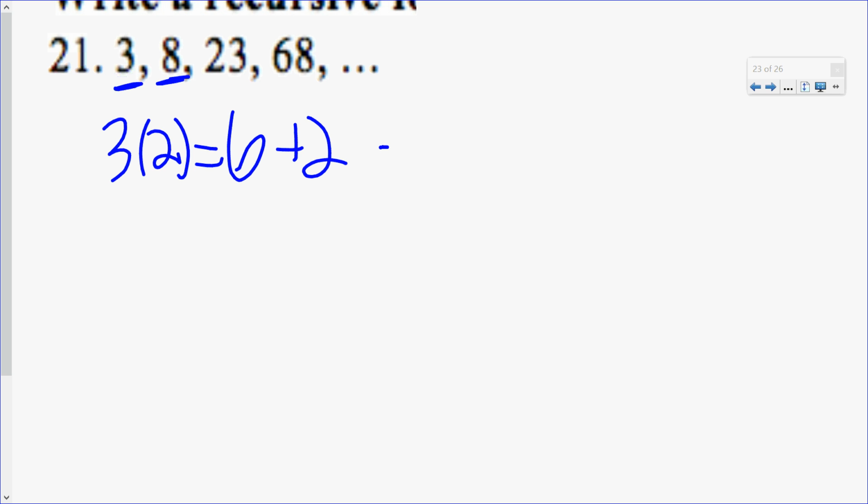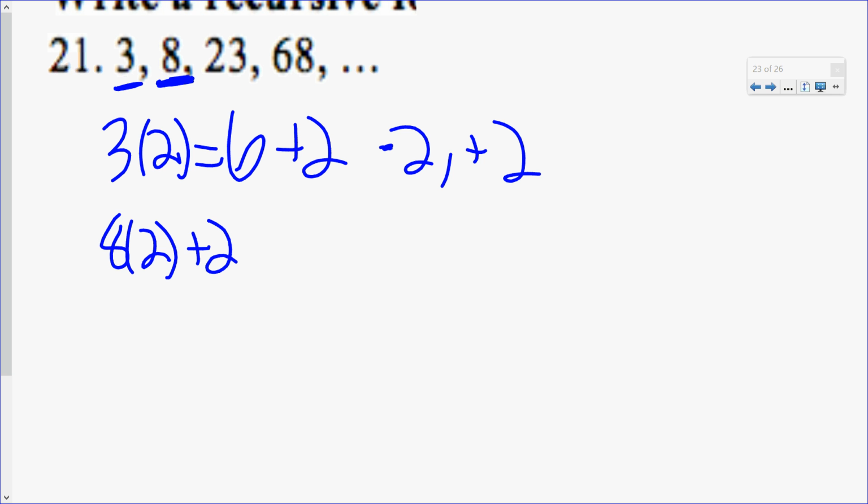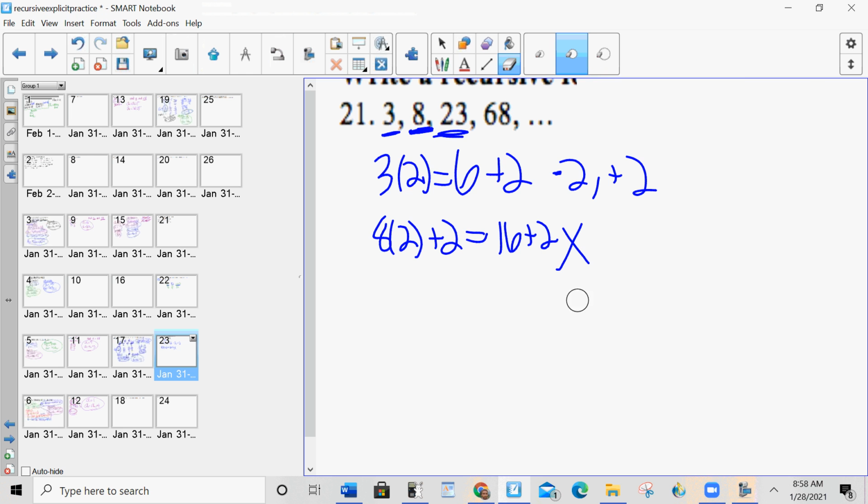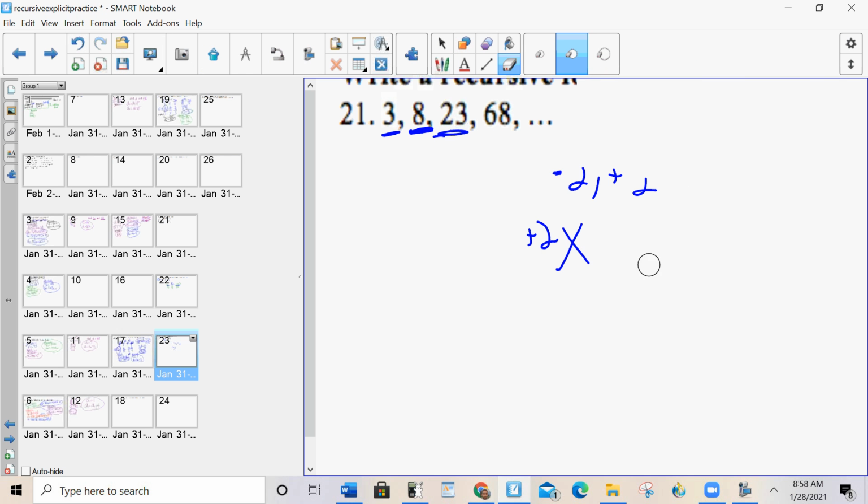So if I multiply 3 by 2, I'm going to get 6. What would I then have to do to get to 8? I would have to add 2. So if I multiply by 2, then I have to add 2 to get the next one. So let's try that same rule. If I multiply 8 by 2 and then I add 2, do I get 23? Well, 8 times 2 is 16, plus 2 is not 23, so no, that didn't work. So multiplying by 2 is not going to work.